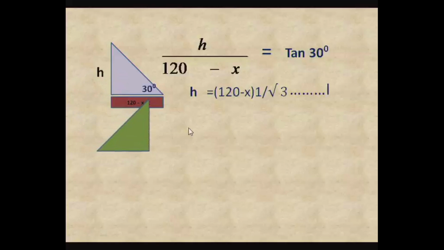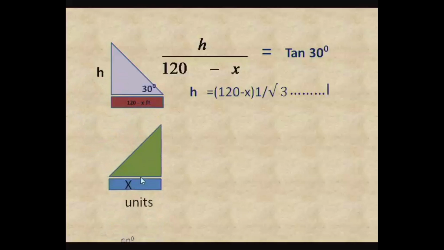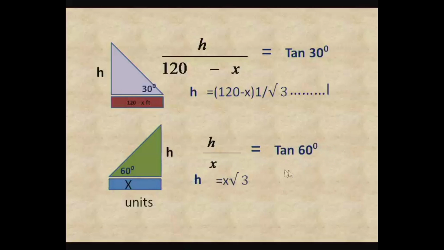Now let us take another triangle, and this is of x units with angle of elevation 60 degrees, and this is the height. Now the required side here is also h, and h by x, opposite by adjacent, is equal to tan 60. Now h by x is equal to root 3, and after transposition of x, it becomes h is equal to x root 3. This is equation 2.